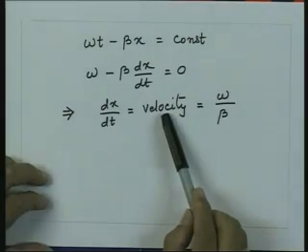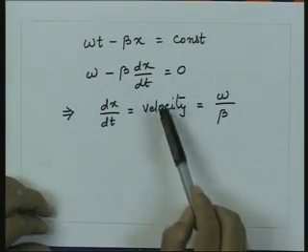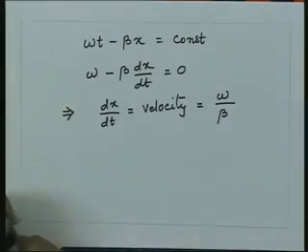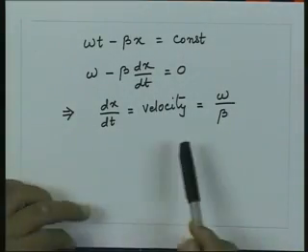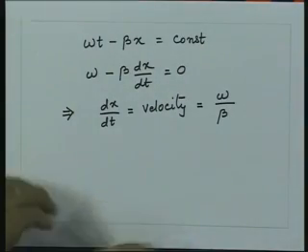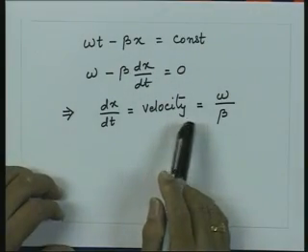Now since this velocity we have calculated from the stationarity of the phase, we call this velocity the phase velocity of the wave. That means the constant phase point of the wave is moving with this velocity. Later on we will see this concept is essential, because there is another velocity with which the energy actually travels.